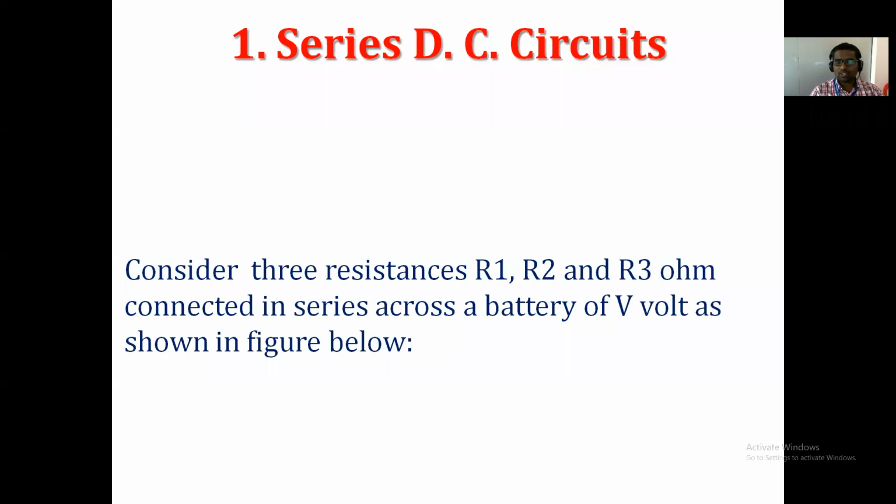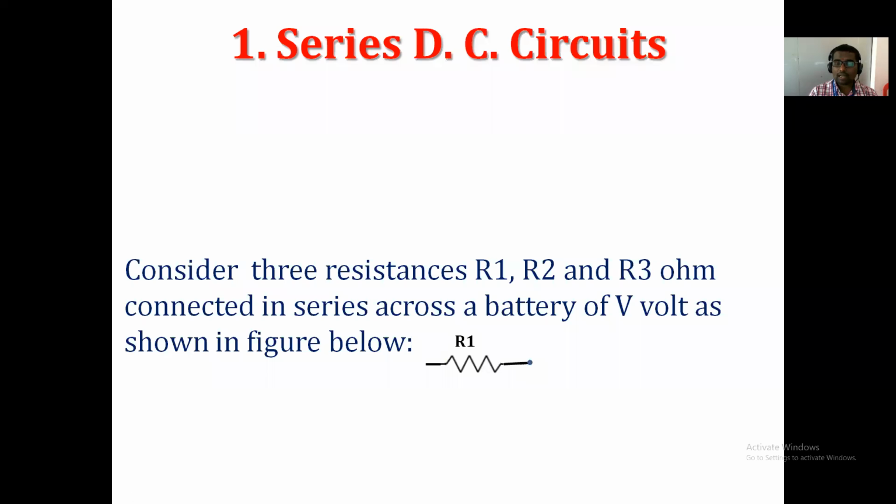Now consider three resistances. As I already said, if more than one resistance is connected to each other, the DC circuit is classified based on that. So let me assume three resistances R1, R2, R3 connected in series across a battery of V volts. Let's consider R1, the first resistor. When I say resistor, definitely it has two terminals. Just consider that this is the first terminal and this is the second terminal.